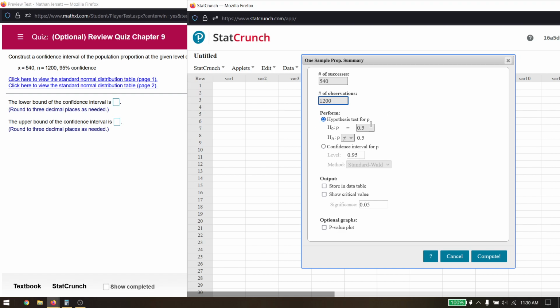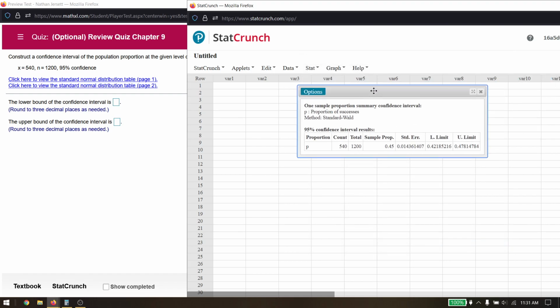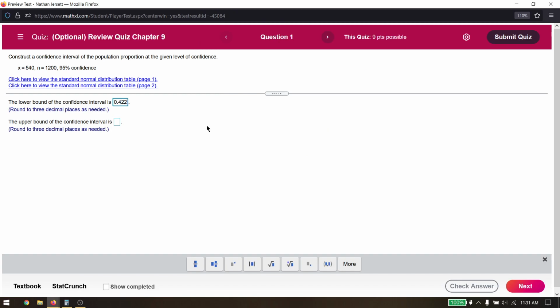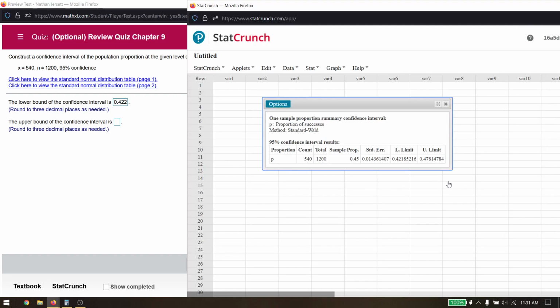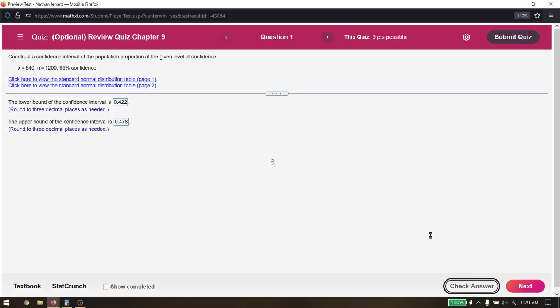We will talk about hypothesis tests in a later chapter. For now, we're talking about confidence intervals. We want a 95% confidence interval. That's what we have here. So we can compute, and these are the stats we get. Lower limit and upper limit are shown. We need 3 places, so the lower limit is 0.422, and the upper limit is 0.478. Let's check that. That's correct. So let's move along.